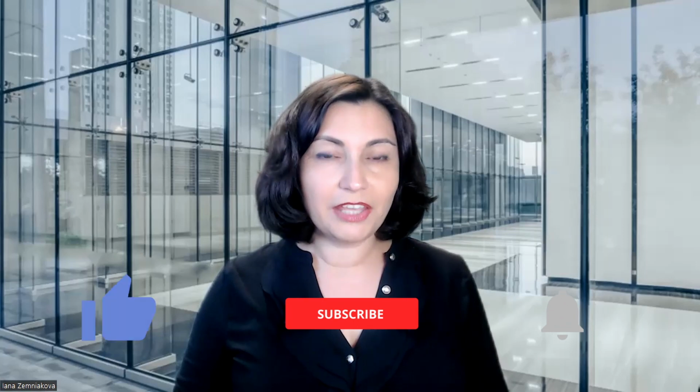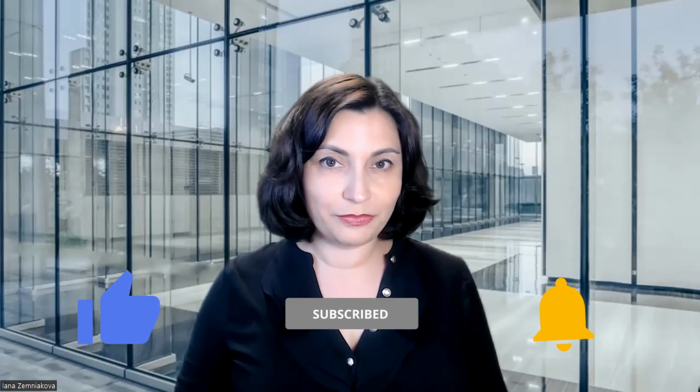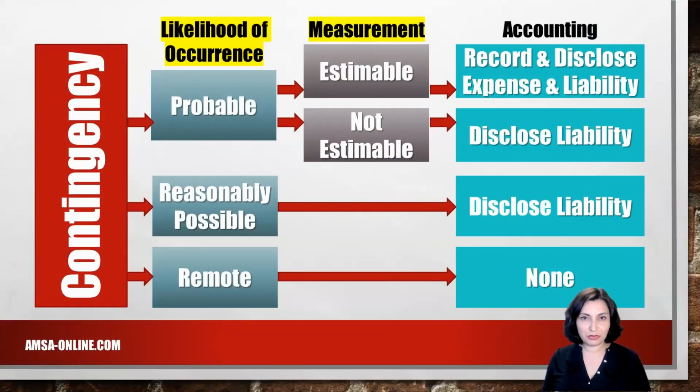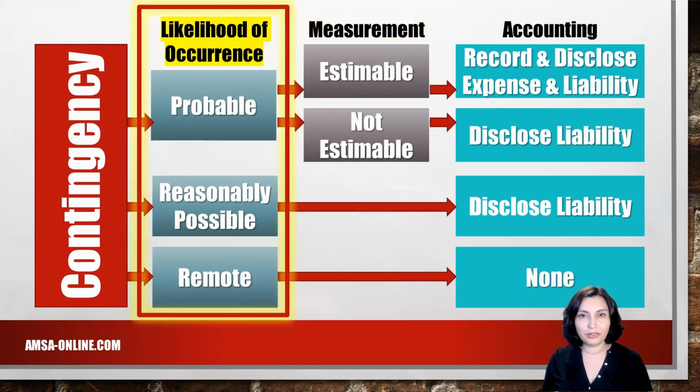Some liabilities might arise from past transactions if certain events occur in the future. These potential liabilities are called contingent liabilities. The accounting for contingent liabilities depends on two factors: the likelihood of the future event occurring and its measurement. The first step in evaluating contingent liabilities involves determining the likelihood of the future event occurring. The likelihood may be probable, reasonably possible, or remote.